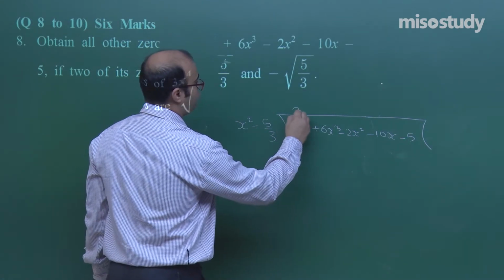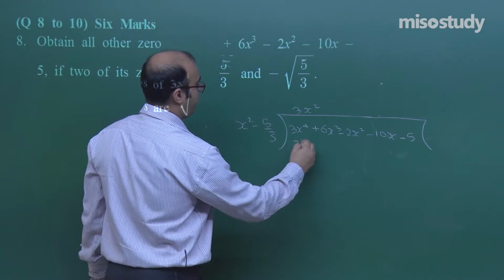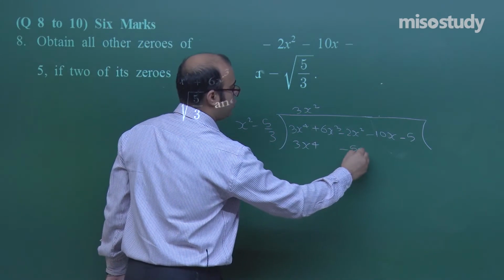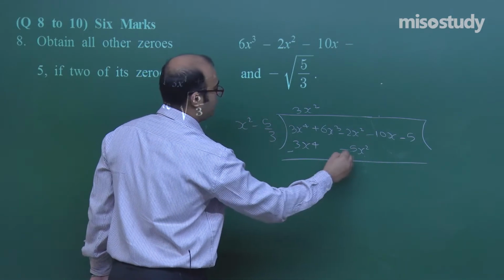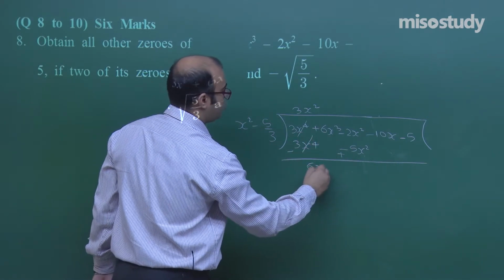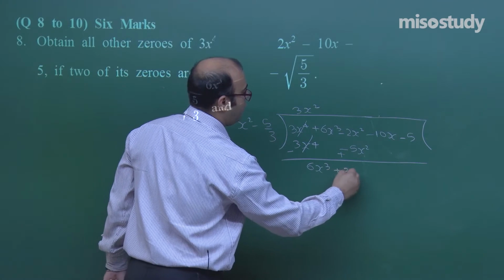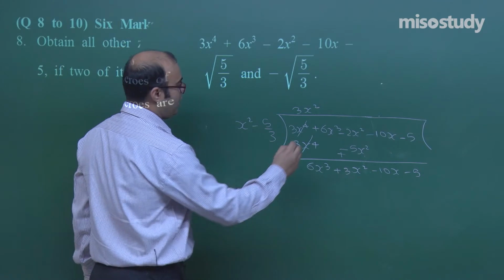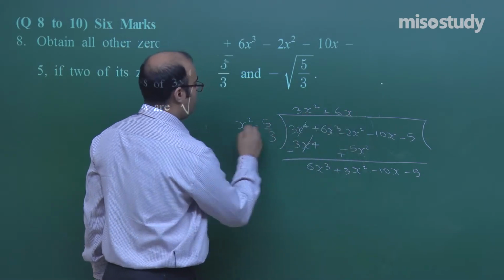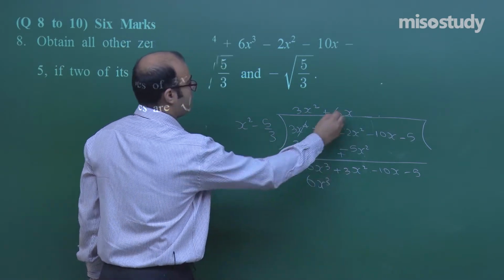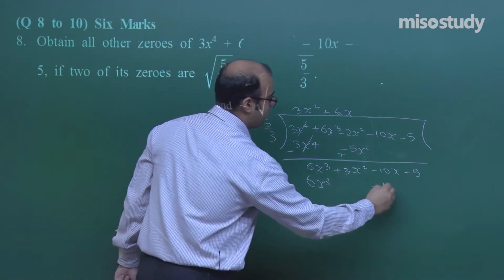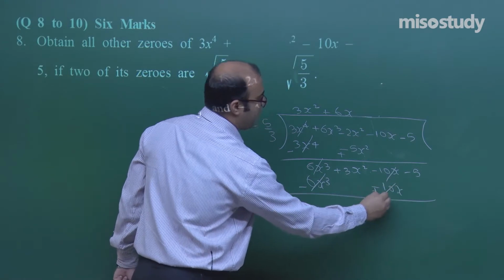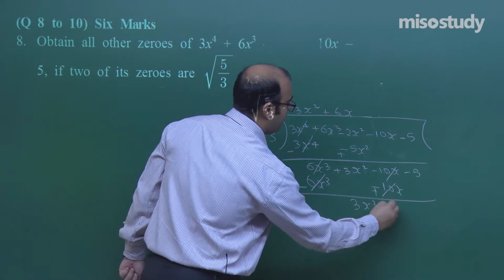So x square into 3x square will give you 3x to the power 4, and this multiplied with this will give you minus 5x square. So this will be written here. This is minus, this is plus, this will cancel. 6x cube, this will become 3x square minus 10x minus 5. Next term which we will take is 6x. So this will become 6x cube, and this when multiplied will give you minus 10x. So we will write it like this. This is minus cancelling plus, this also cancels, 3x square minus 5.